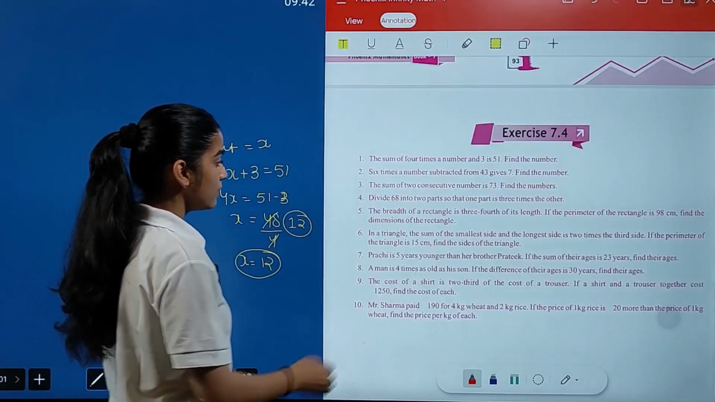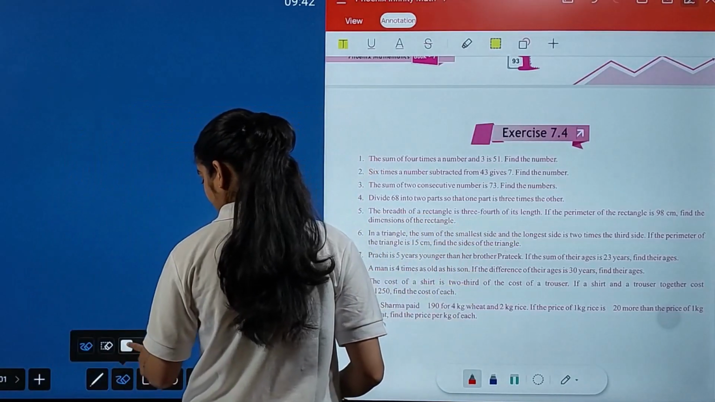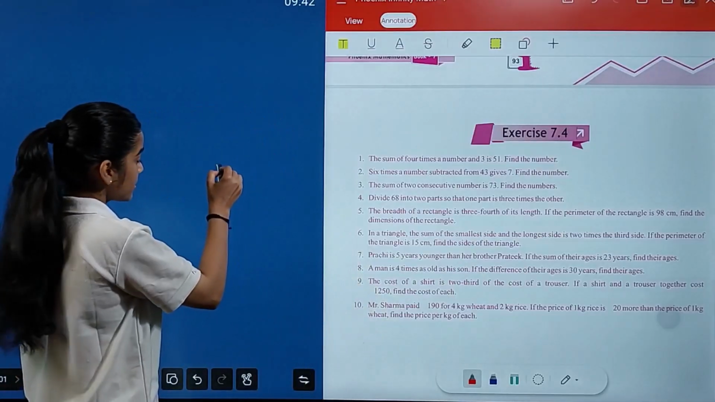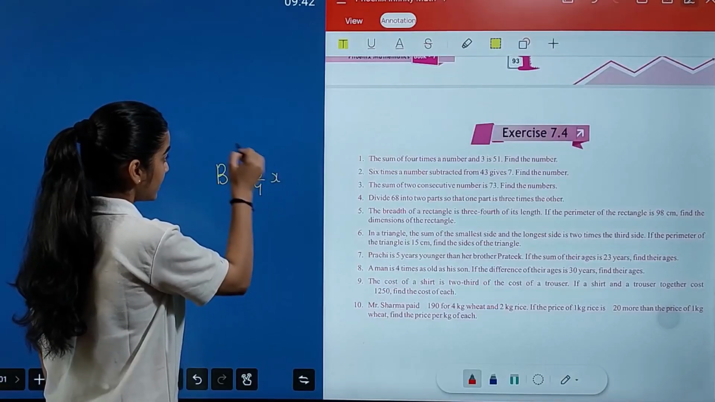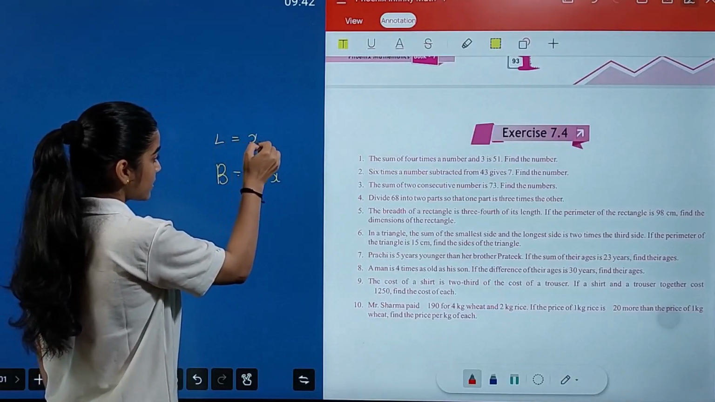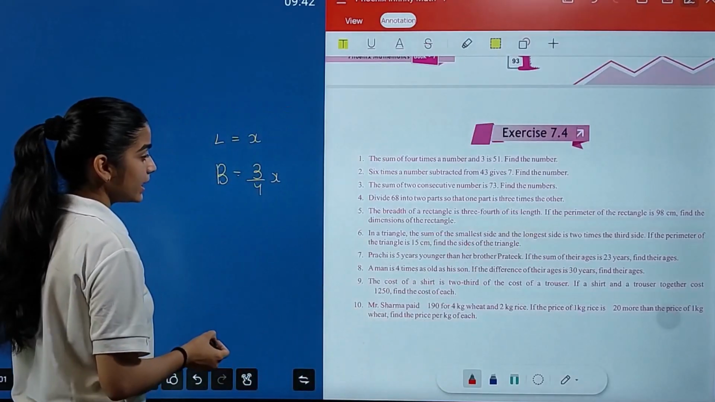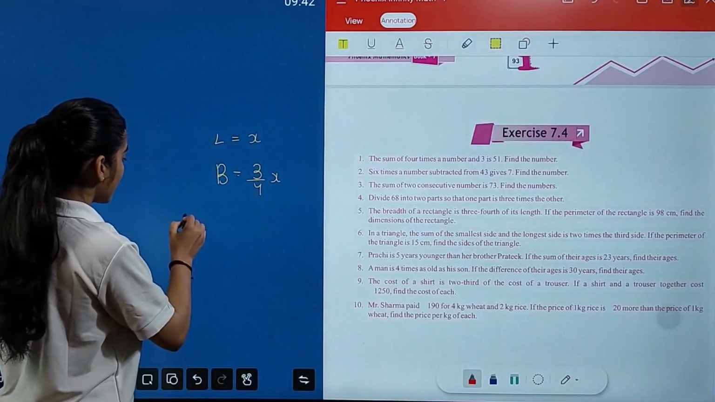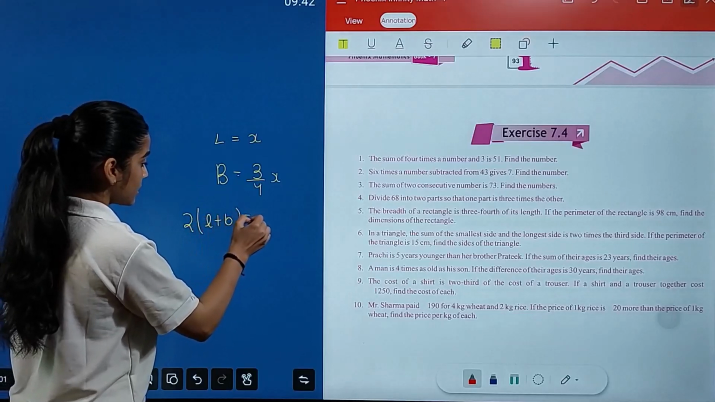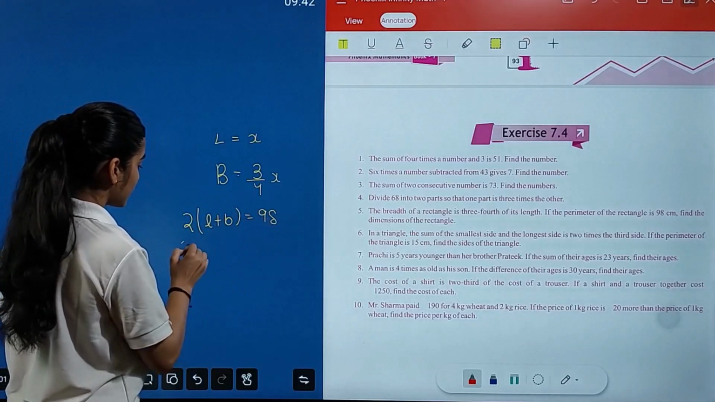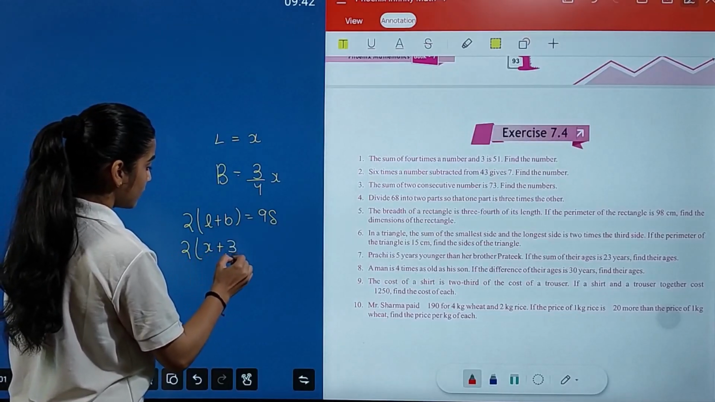Next question we have, the breadth of a rectangle is 3/4 of its length. Breadth is 3/4 of its length and let's take length as x. Now if the perimeter of the rectangle is 98, find the dimensions. So your formula for perimeter is 2 times (l plus b), that is equal to 98. So l is your x and b is your 3/4 of x.